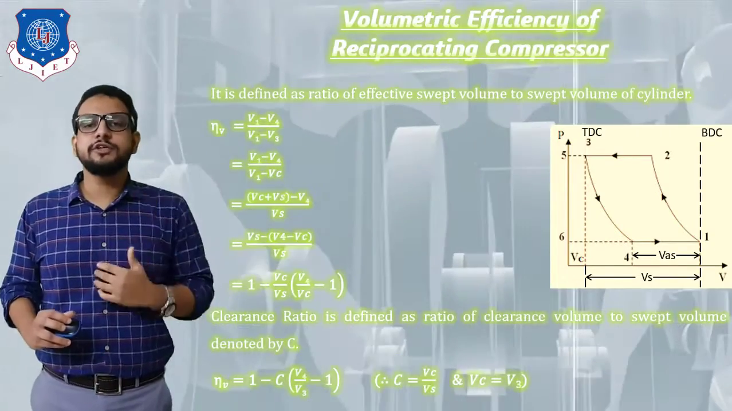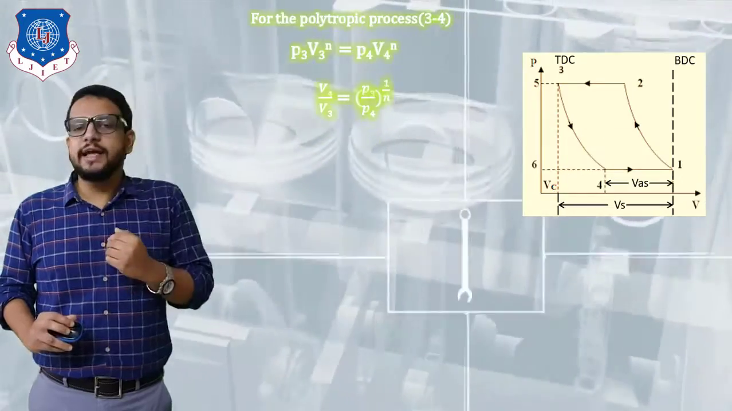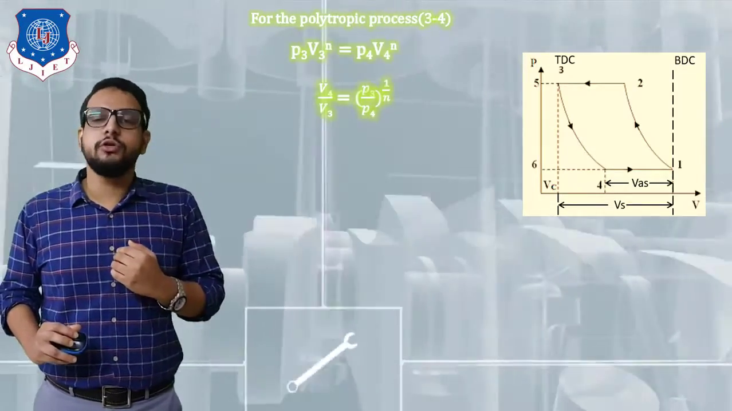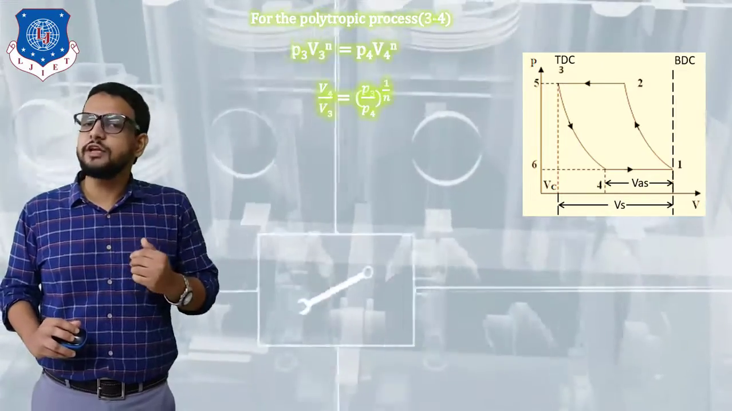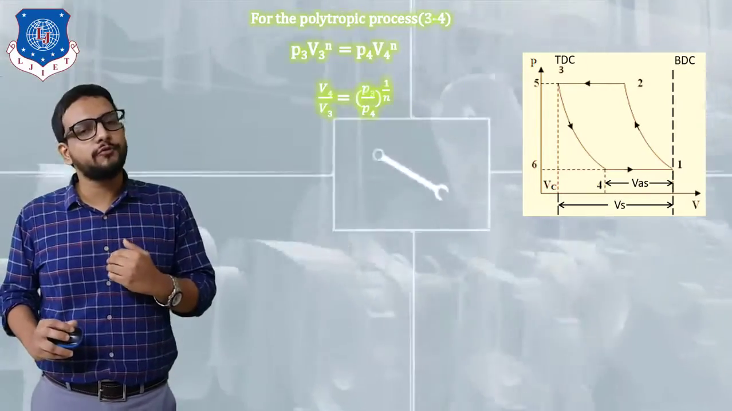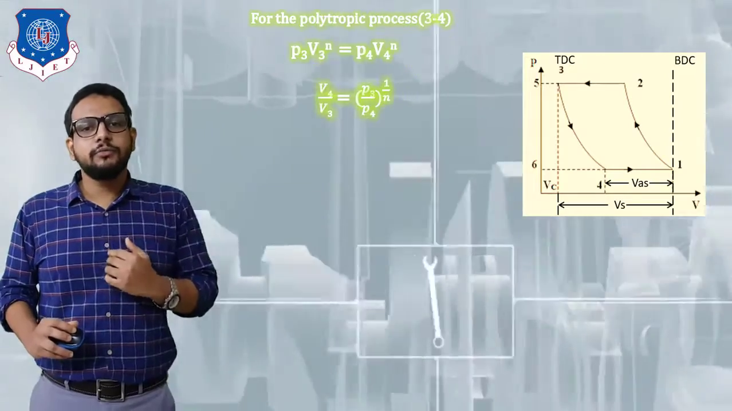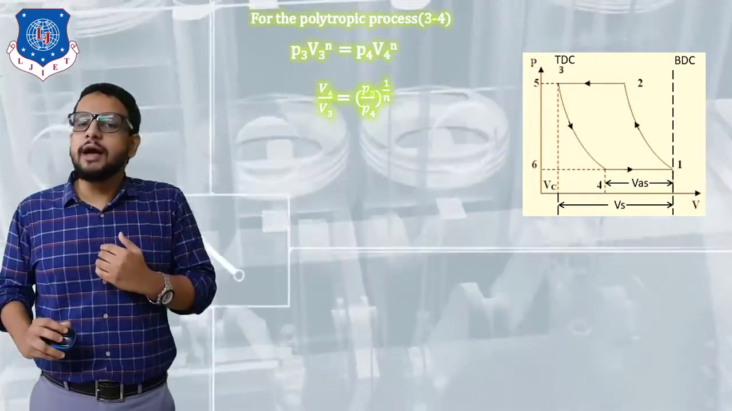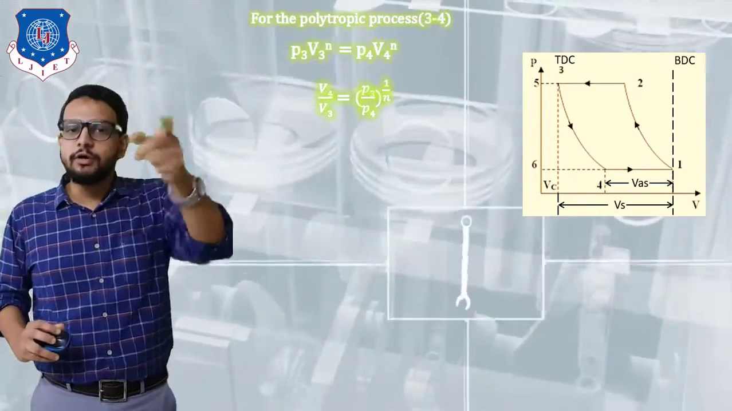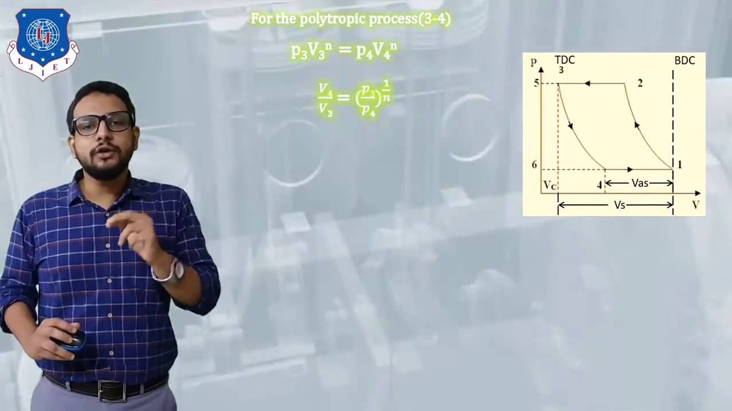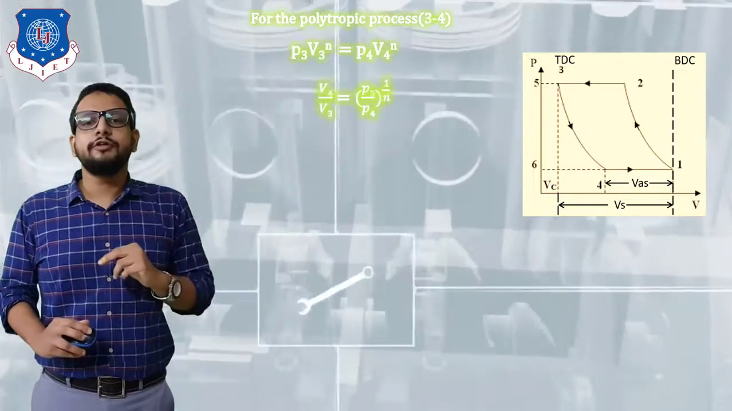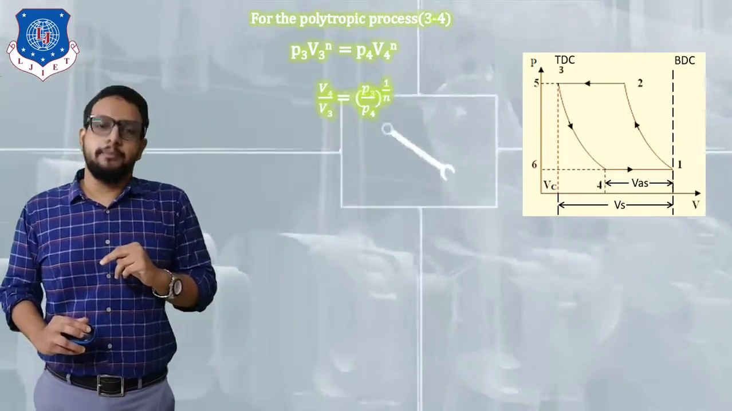Now let's see our next step. We have to apply the polytropic process on 3 to 4, that is from state 3 to state 4. So we can write P3 V3 raised to n is equal to P4 V4 raised to n. Now determining V4 by V3. Why? Because we need to substitute this value in our equation of volumetric efficiency. So V4 by V3 is equal to P3 by P4 raised to 1 by n.